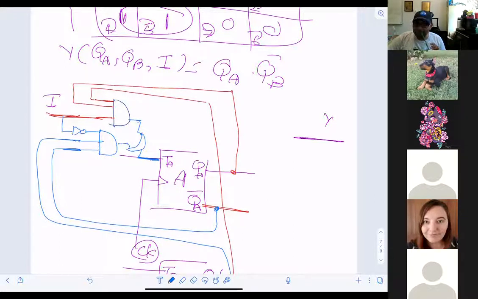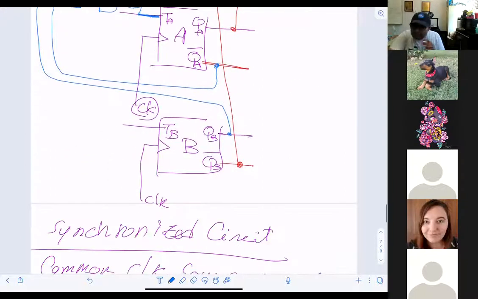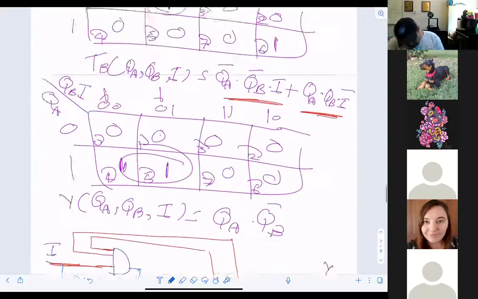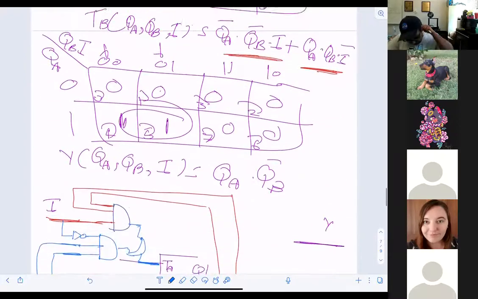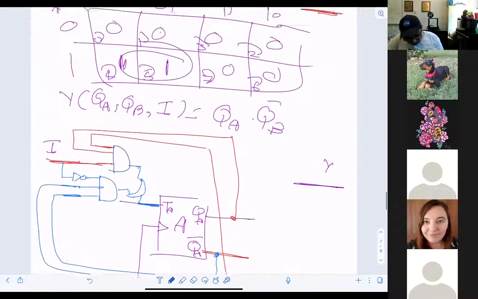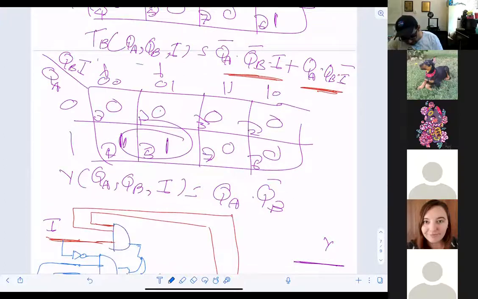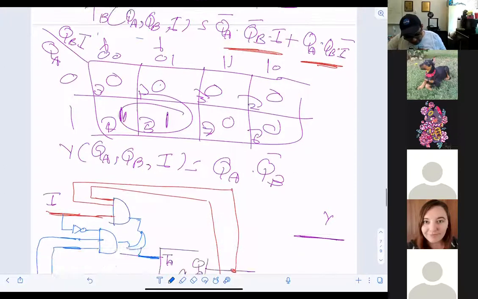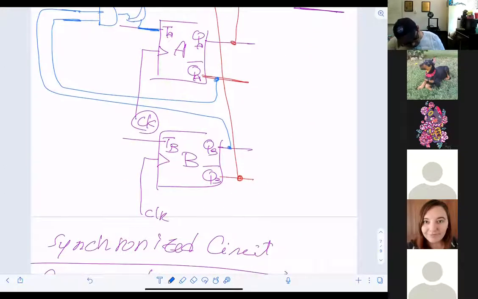And you're gonna do the same thing with the TB. Wouldn't that be your TB? No, you did it for TA, I think. No, TB: QA, QB, I, and then QA, I, QB complement, right? Yeah.